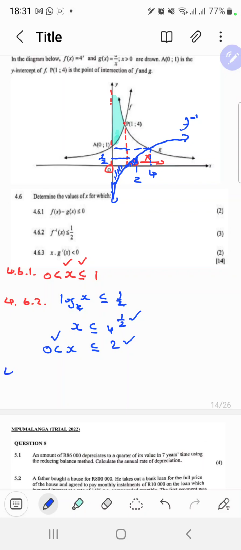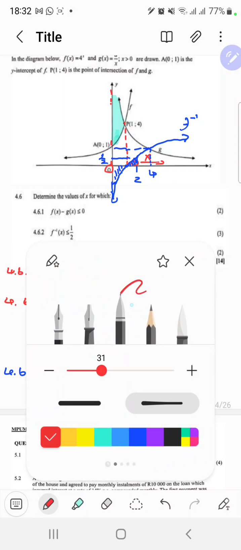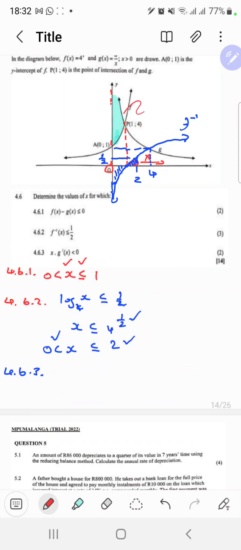Last one. So 4.6.3. And then this next question says x multiplied by the gradient of g, okay, must be less than 0. So we can already tell here that, look, if we're focusing on the gradients on g, remember the gradients are already negative. So the tangents there are negative. So those gradients are negative.